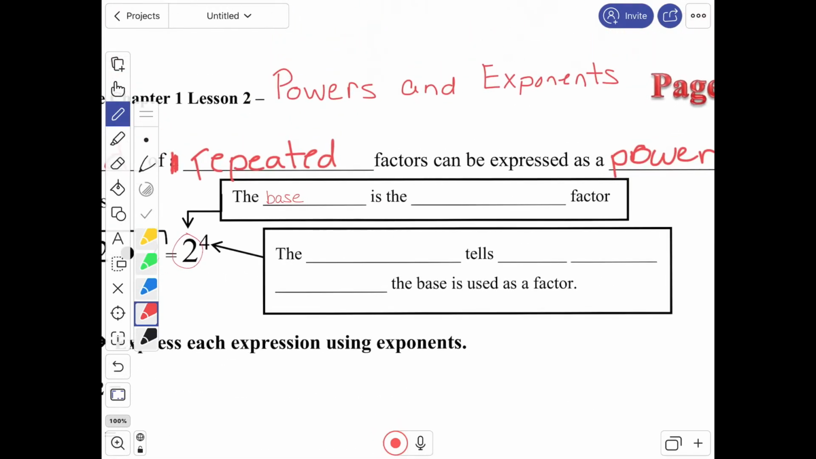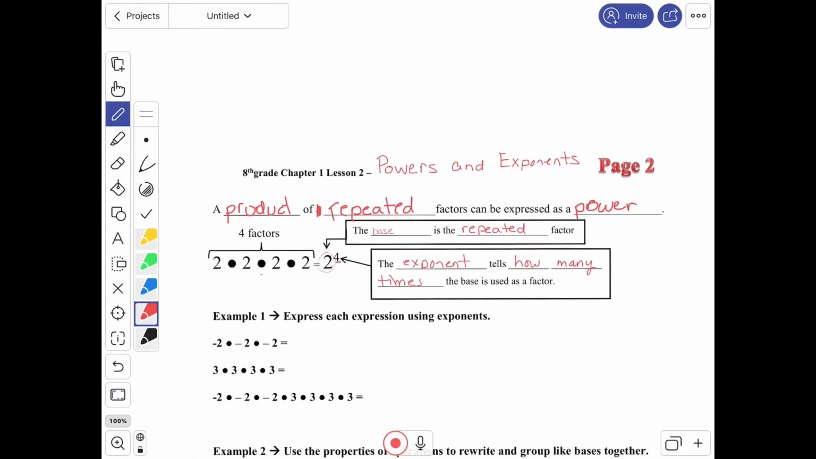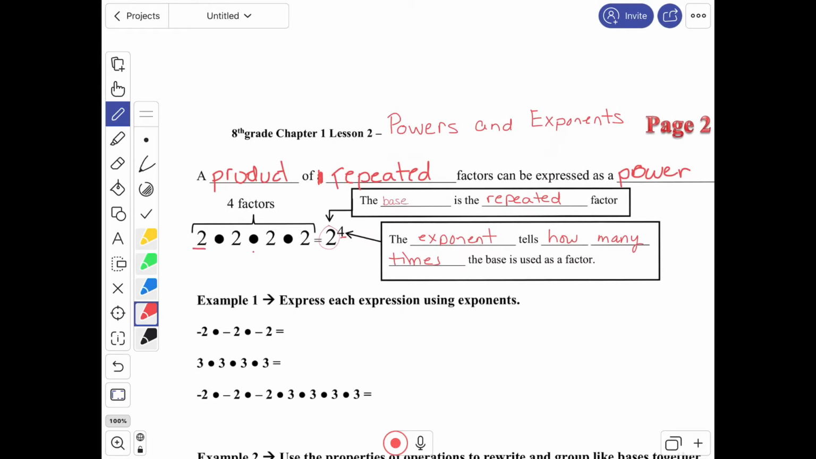And the base is the repeated factor. The 4 is the exponent. And the exponent tells how many times the base is used as a factor. So the base is the number that's being repeated, and the exponent tells us it happened 4 times.